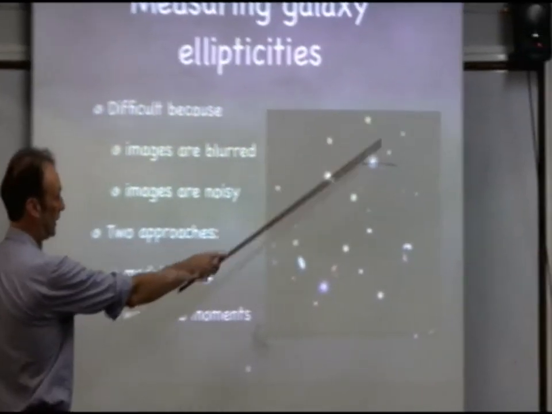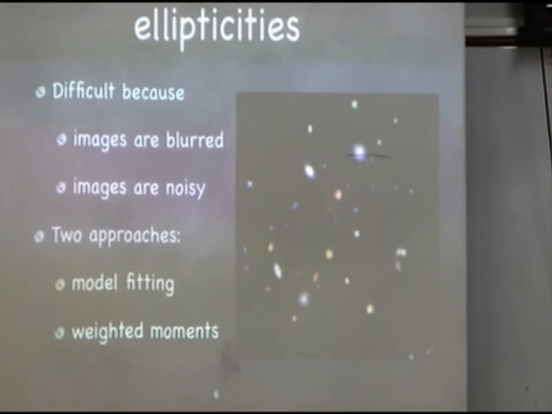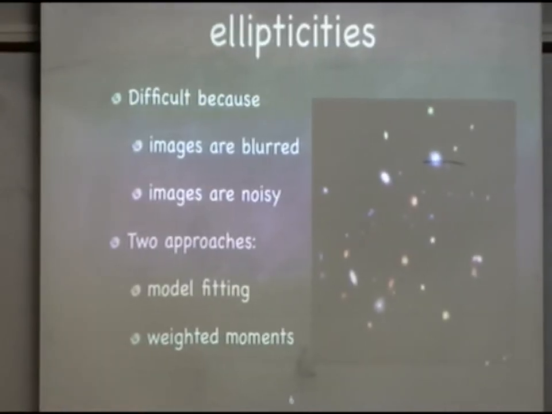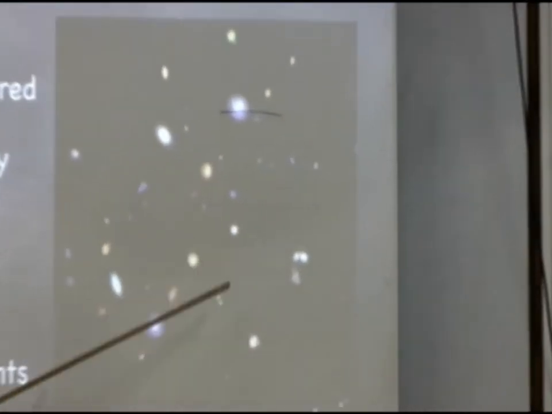This is a real piece of the sky. So all these are real galaxies. And these are quite distant galaxies, which means they're really small. And so I don't think there's a star. Maybe this is a star in this image. I'm not sure. Probably not.